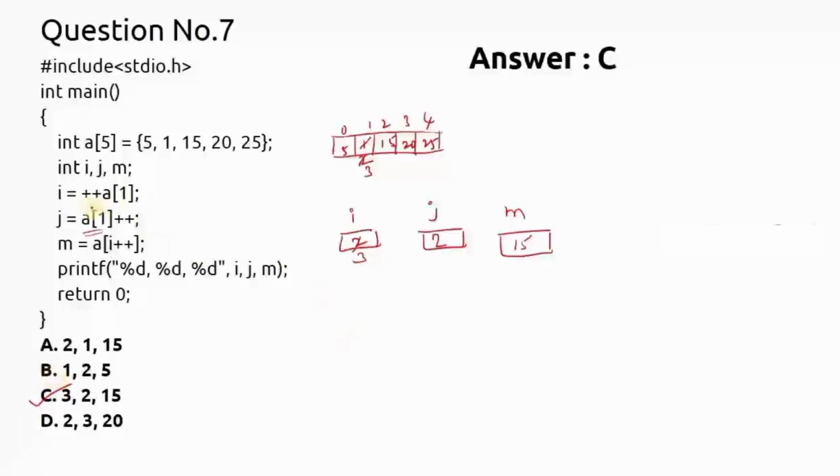So remember this point. Pre-increment means first it will increment, then assign. If it is post-increment, it means first it will assign, then increment. So this is the procedure. This is the difference between pre-increment and post-increment whenever you assign.